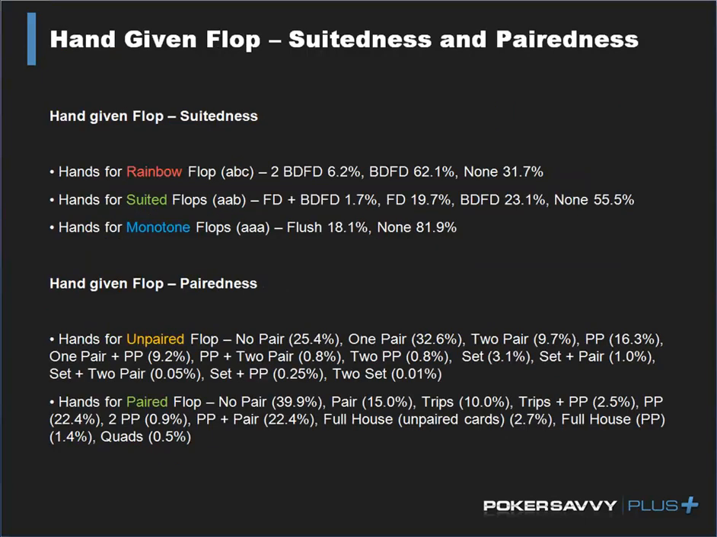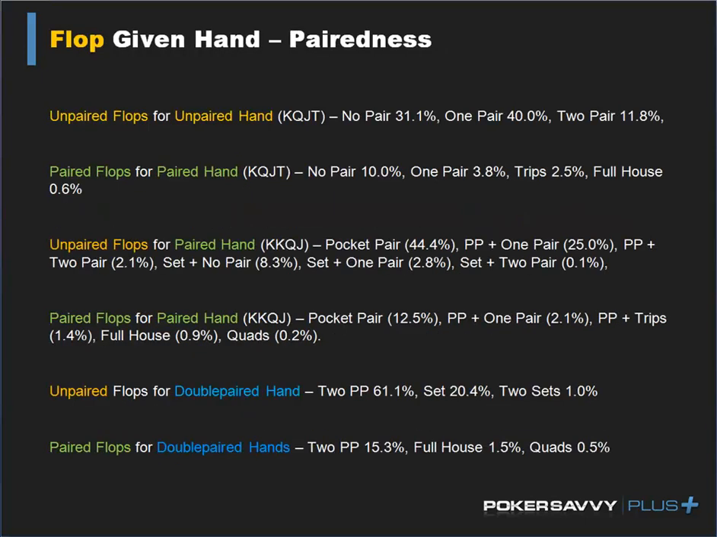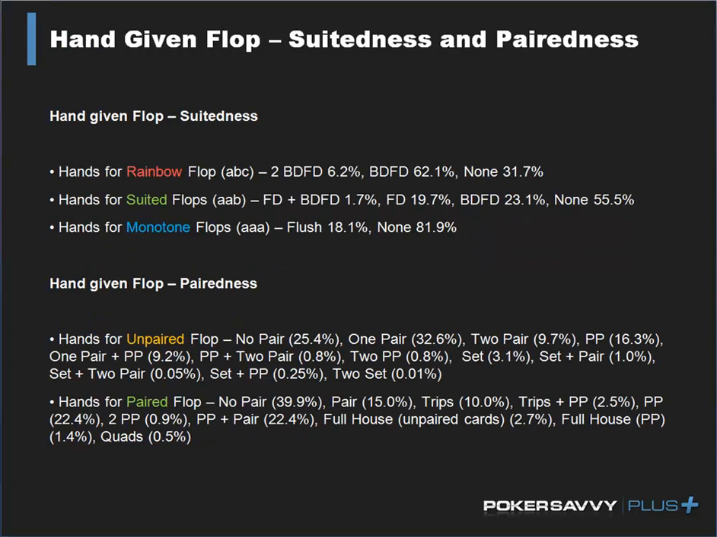And this is actually, I believe, the last slide. Yes. So this is the data in reverse. If you look at a given known flop and you want to ask questions about the starting hand, these are the frequencies.